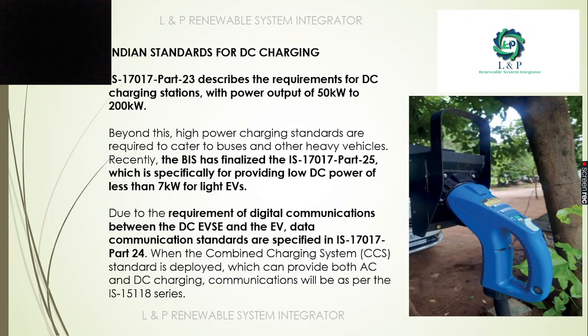So when we get into the standard of DC charging, it should comply with IS 17017 Part 23 standards, and we also have BIS standards which has finalized IS 17017 Part 25, which specifically covers low DC power of less than 7 kilowatt. Then we can follow these standards.